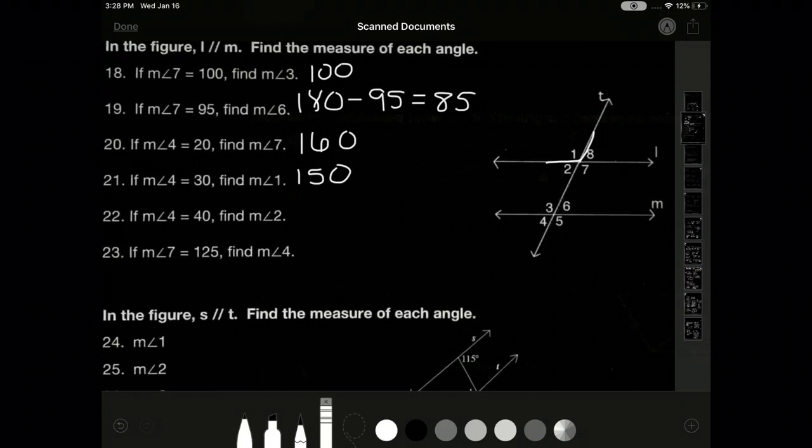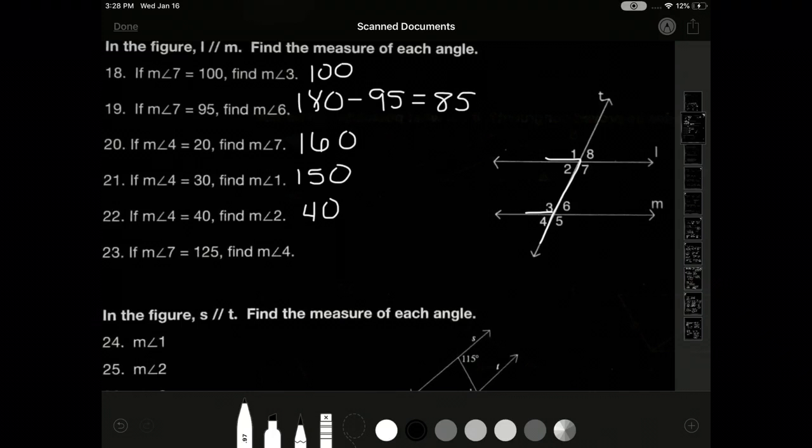And then the next one, we have the measure of angle 4, and we want to find the measure of angle 2. Well, here's 2, here's 4, there's our letter F, so if 4 is 40, then 2, whoops, I went to go write 2. If 4 is 40, then 2 is 40.